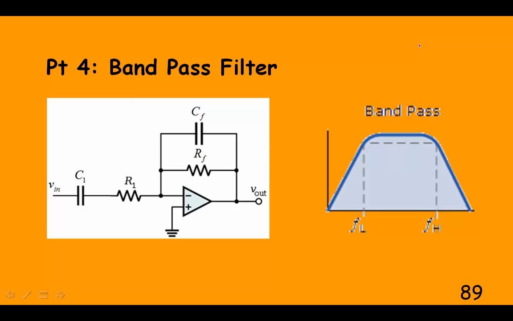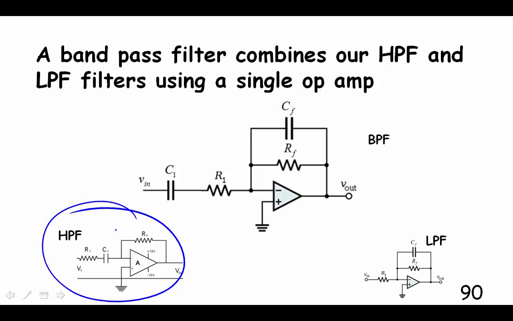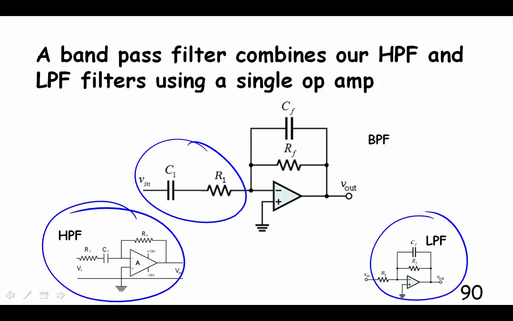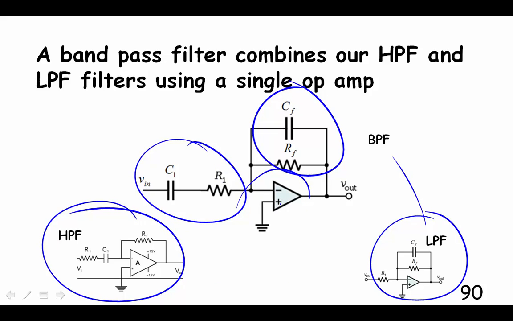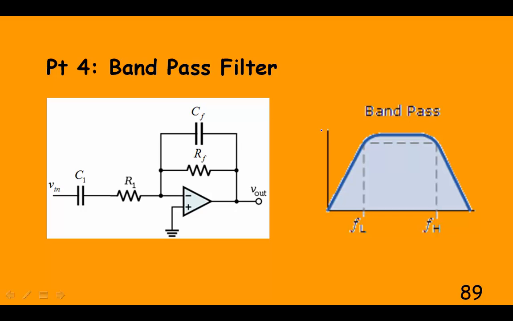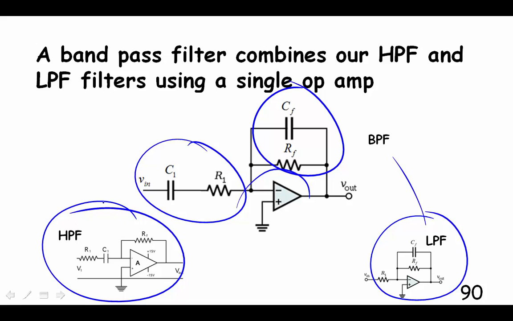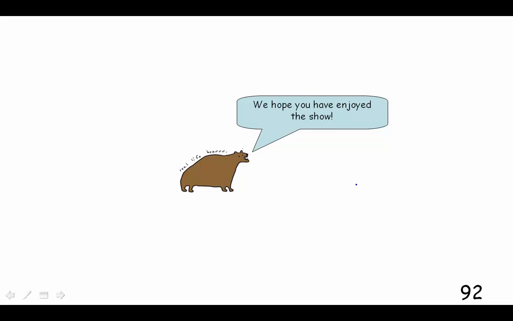Bandpass filter. What does a bandpass filter do? It's a combination of a high-pass filter over here and a low-pass filter over here using the same op-amp. Will the transfer function be the same as the combined transfer functions of the high-pass filter and low-pass filter together? You'll find out. Well, we hope you've enjoyed the show.